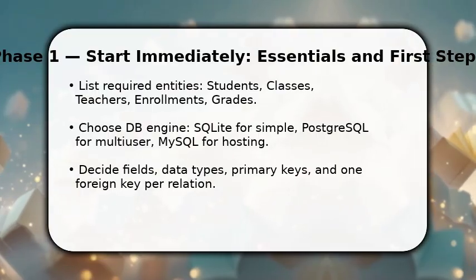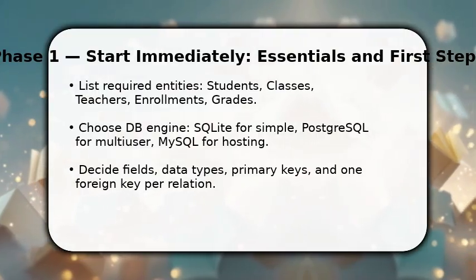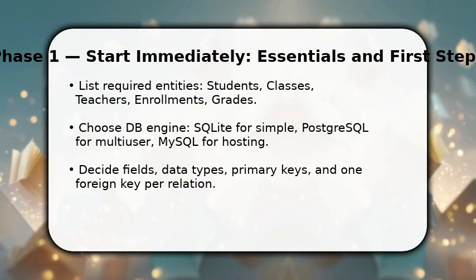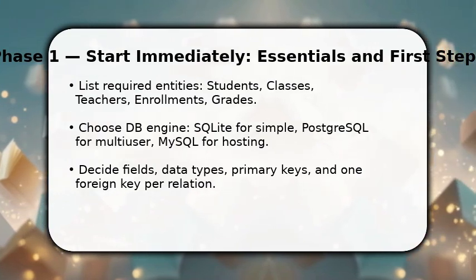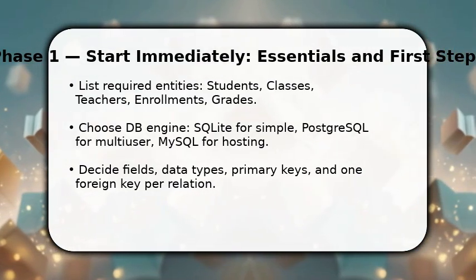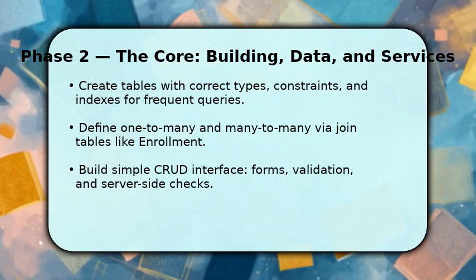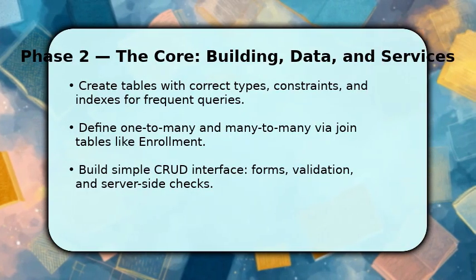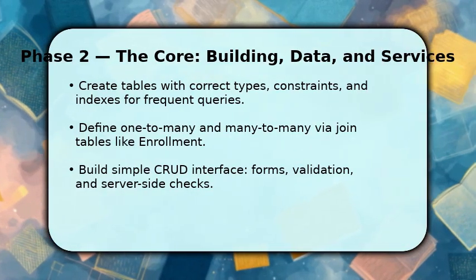Make sure to include contact and ID fields now. It prevents schema changes later and speeds up development. Now you implement the schema and interfaces. First, run create table statements with constraints and indexes. Indexes improve lookup speed for roll calls and reports.